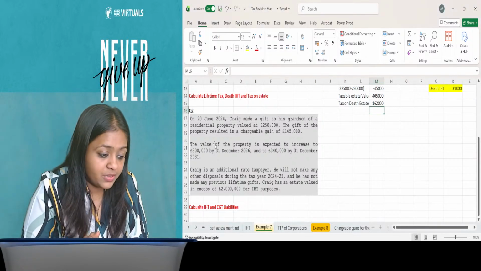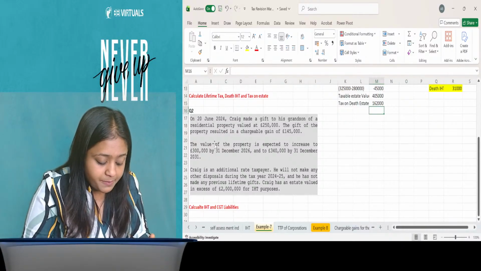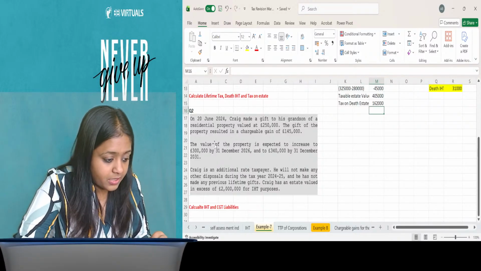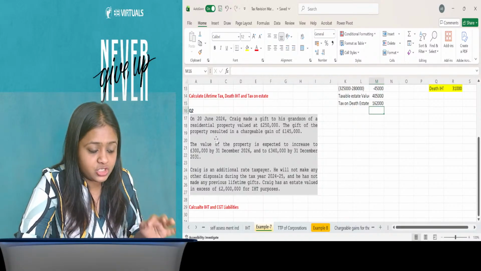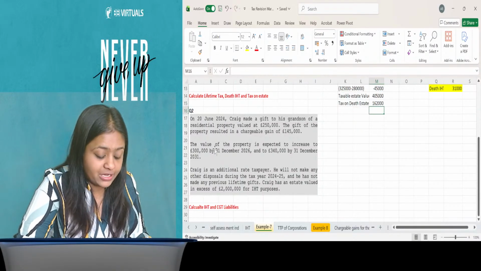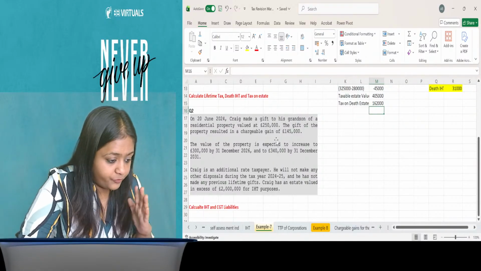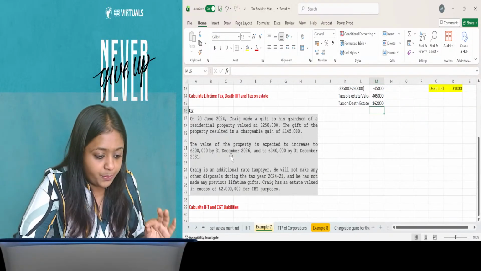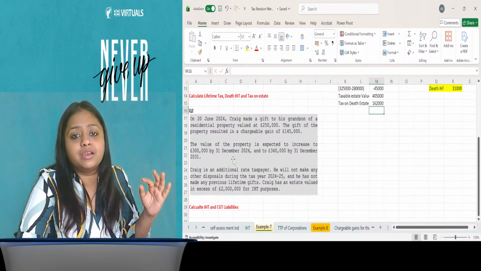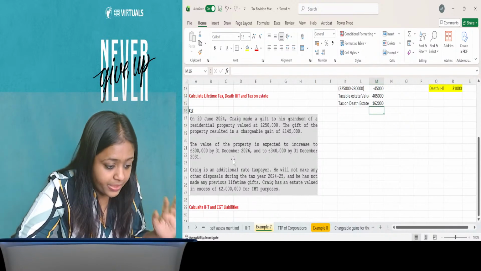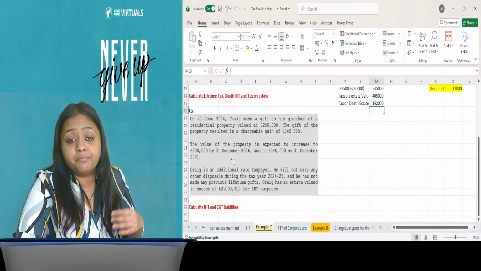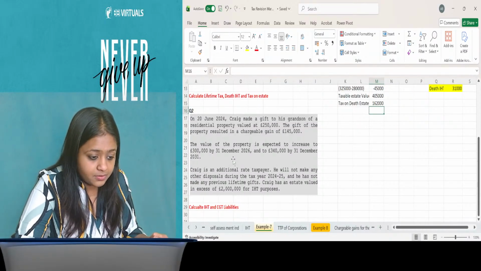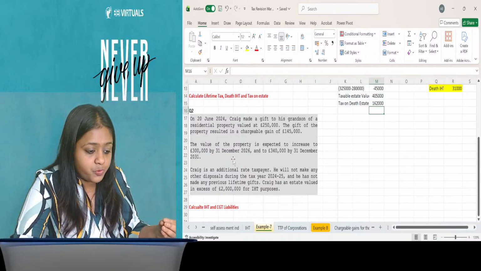On 20th June 24, Craig made a gift to his grandson of a residential property which is valued at 250,000. The gift of the property resulted in a chargeable gain which is given to you: 145,000. The value of the property is expected to increase to 300,000 by December 26 and to 340,000 by December 31. Craig is an additional rate taxpayer. He will not make any other disposals during the tax year.